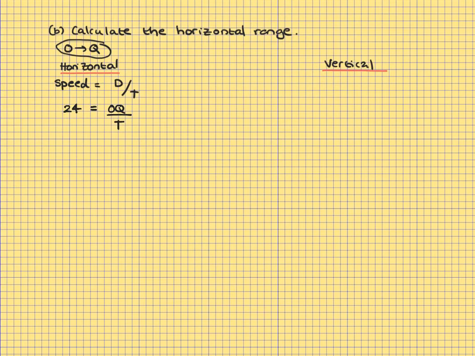Now vertically, from O to Q, choose up as positive. Now s, the displacement, is equal to 0, because at Q, we're on the same level as at O. u, we know, is equal to 18. v, we don't know the value of v at the point Q. a is equal to negative g, and t is equal to the time taken, the time of flight. So let's exclude v, or velocity, from our calculation, and with the remaining values we can use s equals ut plus a half at squared.